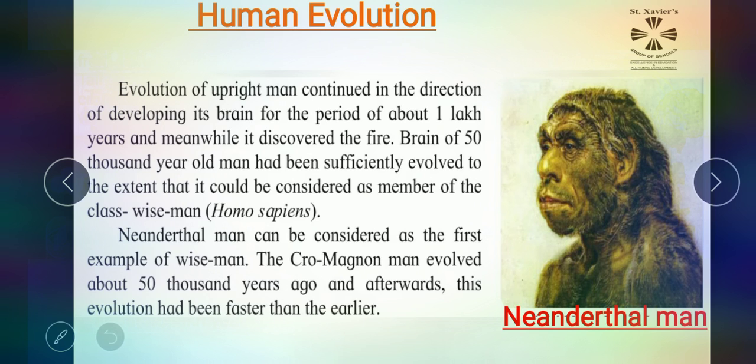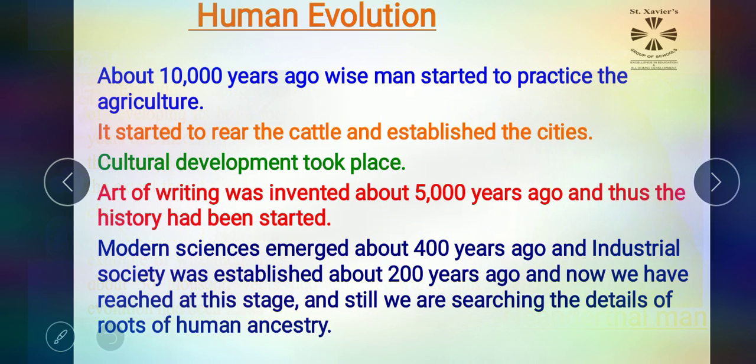The brain of 50,000 years old man had sufficiently evolved to be considered a member of class wise man, that is Homo sapiens. Neanderthal man can be considered the first example of wise man. The Cro-Magnon man evolved about 50,000 years ago, and afterwards this evolution became faster. About 10,000 years ago, wise man started to practice agriculture. It started to rear cattle and establish cities. Cultural development took place. The art of writing was invented about 5,000 years ago, and thus history started.